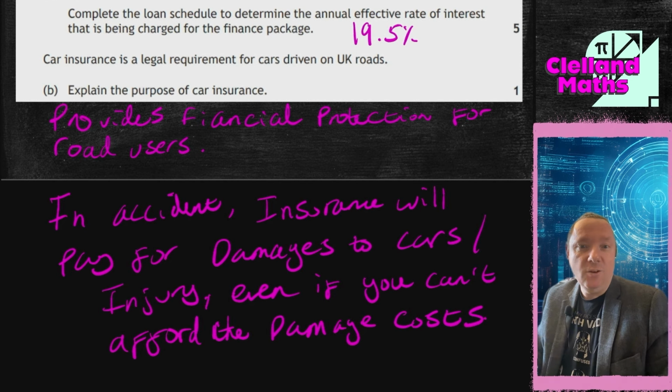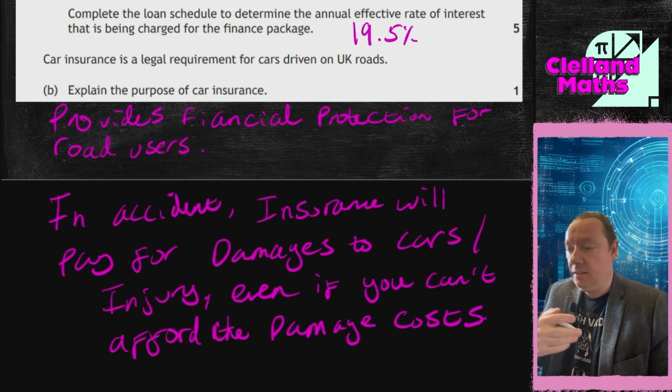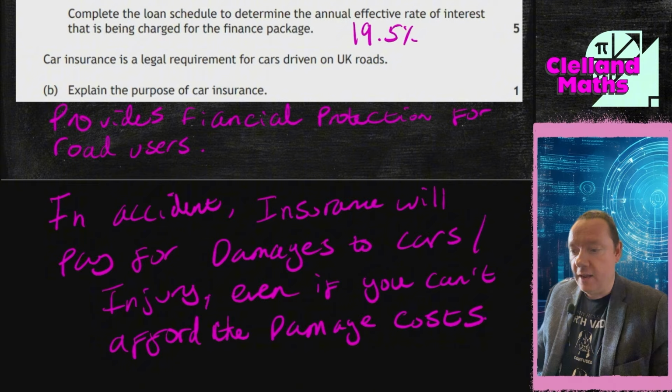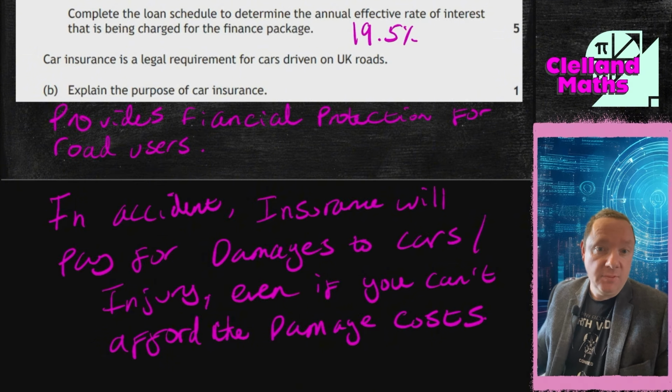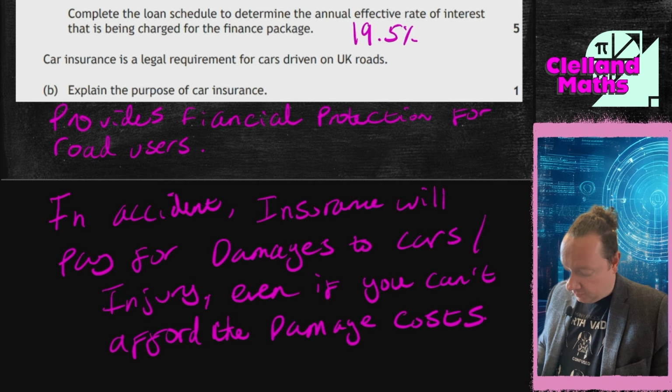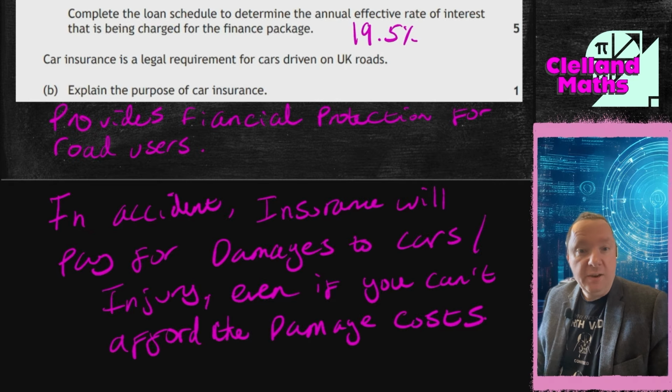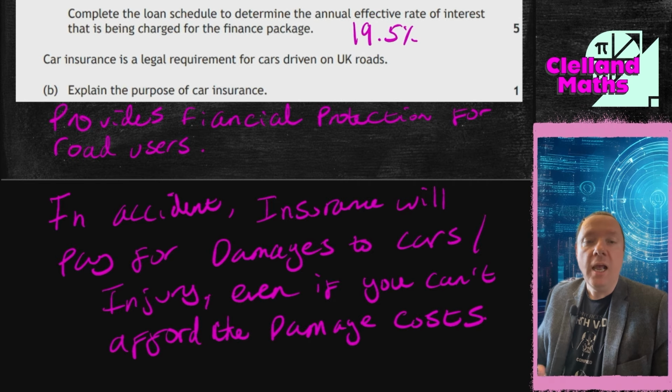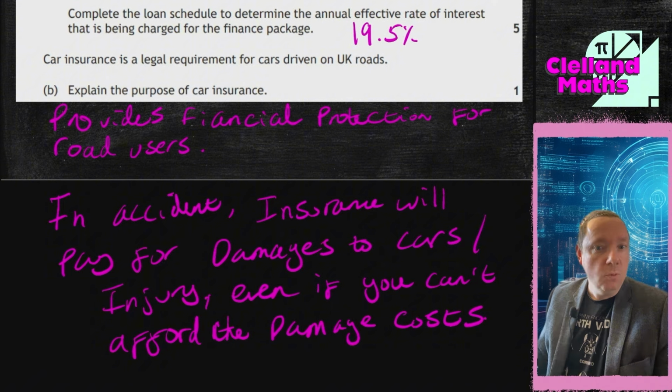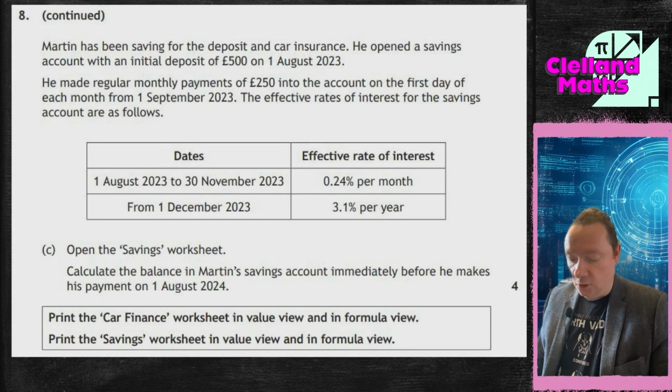You'll also get accidental damage cover, you'll get cover for fire, theft, vandalism, and obviously peace of mind. But the legal requirement really is that in the event of something happening like an accident, the insurance will pay for damages to your car or the other person's car, depending on who's at fault, and therefore it doesn't really matter if you can afford to or not, because cars are very expensive things, the insurance will cover it. And there we are.